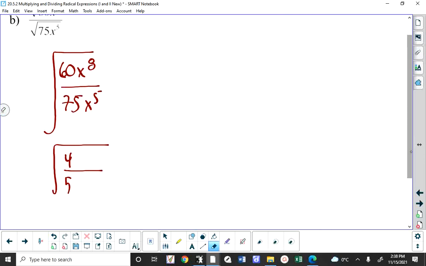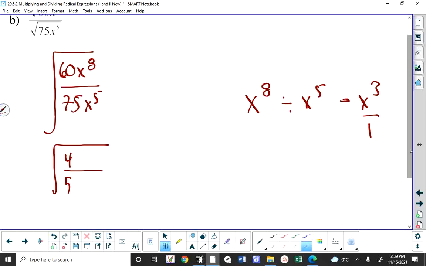So all this stuff that I'm just erasing right now, you don't need to show that. You don't need to show how you go from 60 75ths to 4/5. X to the 8 divided by x to the 5 is x to the 3. Okay. It's x to the 3 over 1. So the x to the 3 is on the top.